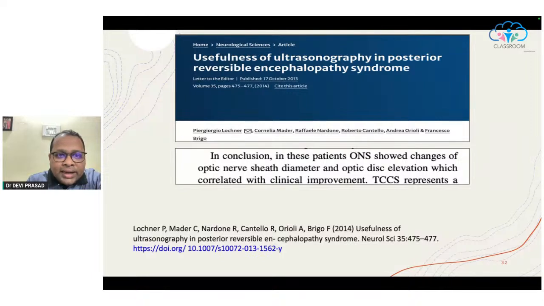So Lochner et al. did a usefulness study in which they analyzed the use of ultrasonography in posterior reversible encephalopathy syndrome, and they found that the ONS showed changes of optic nerve sheath diameter and optic disc elevation, which correlated with clinical improvement, and they also validated this with TCCS.